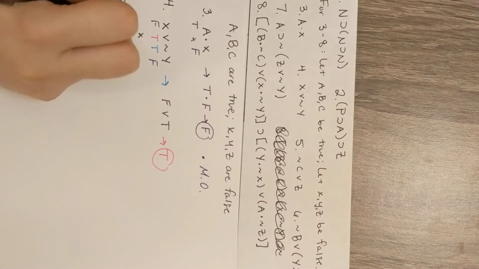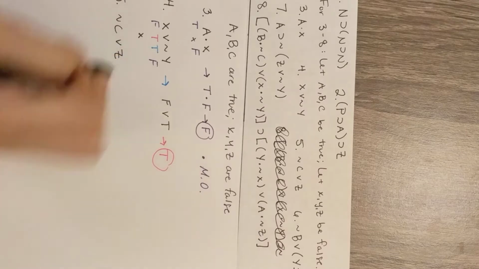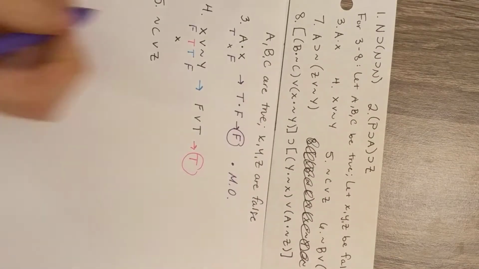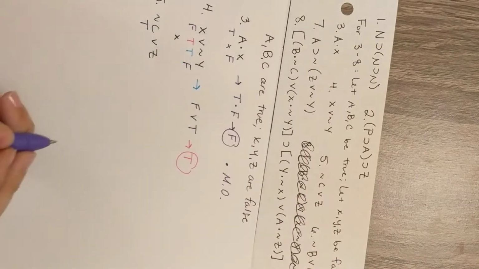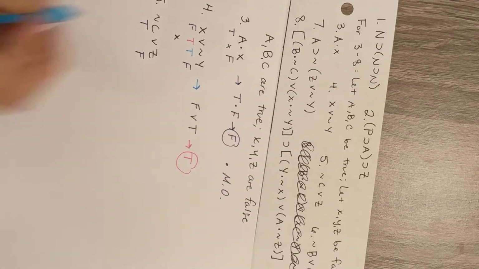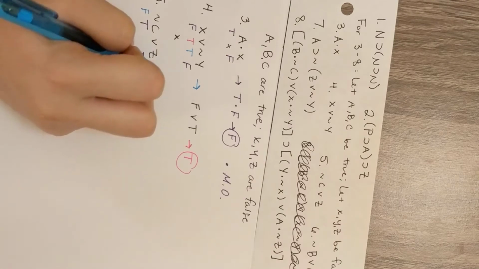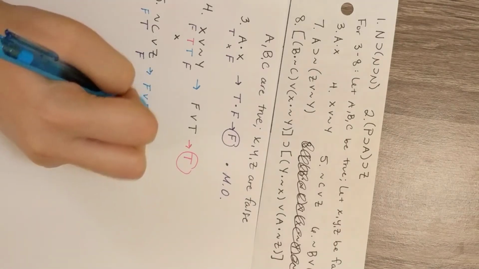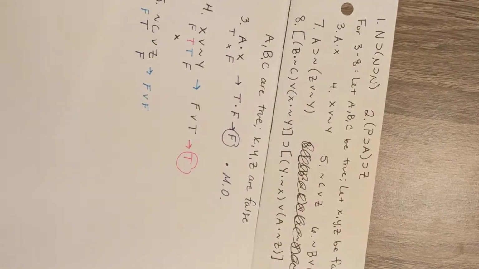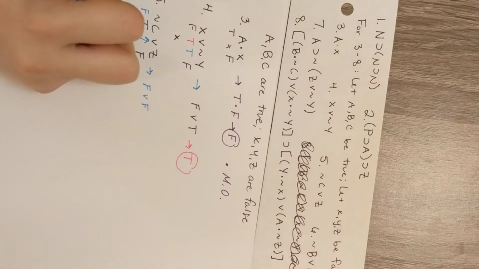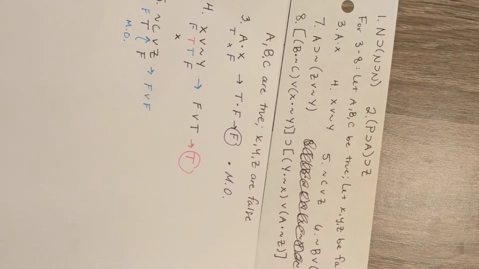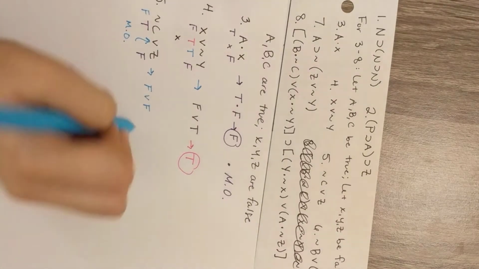Then 5 is not C or Z. So C is true. Z is false. Not true is false. So this becomes false or false. So again, the wedge is the main operator. And false or false is false.